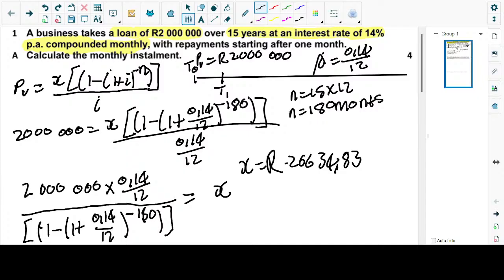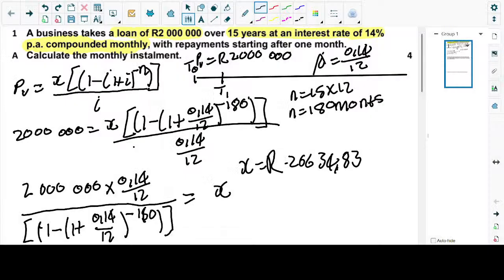Okay. Now, we want to know if this person pays all 180 payments, what is the total amount that they are going to be paying? Because when they borrowed 2 million, do you see that? This is Mashonisa. You borrow 2 million, but I want you to notice how much is the total amount that you're going to pay at 14% per annum. So let's call it total amount paid, TAP.